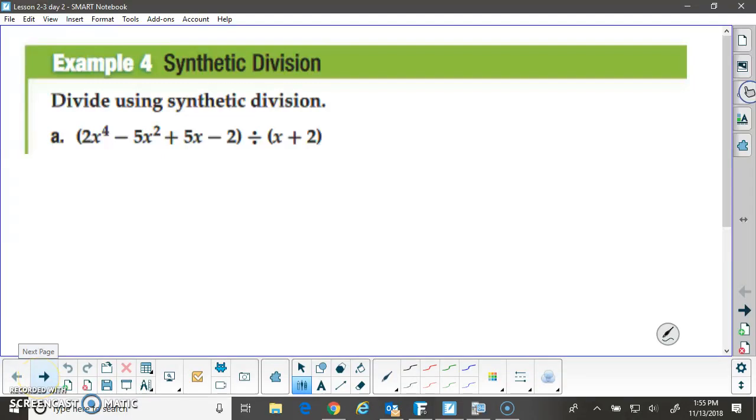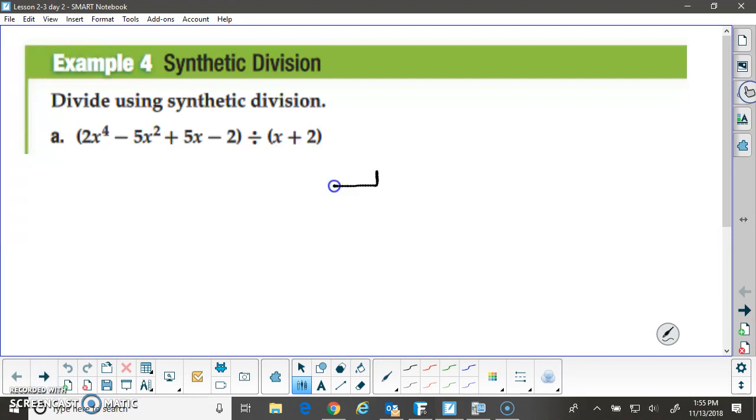Part 2 of Lesson 3 of Chapter 2 is on synthetic division. In Part 1 we talked about using long division to divide two polynomials, and now we're going to talk about synthetic division. If we do synthetic division, we have a divisor and a dividend.